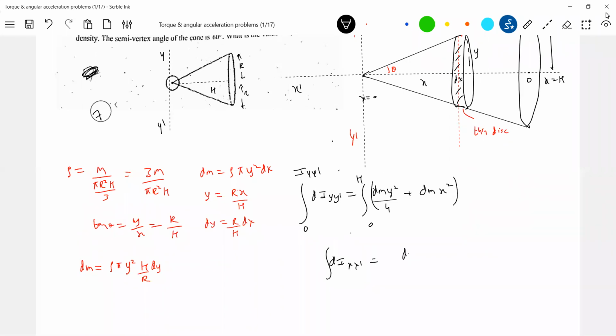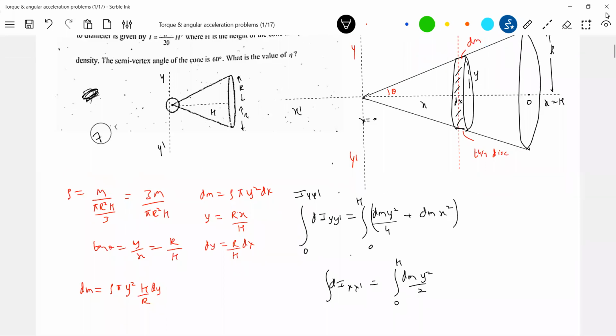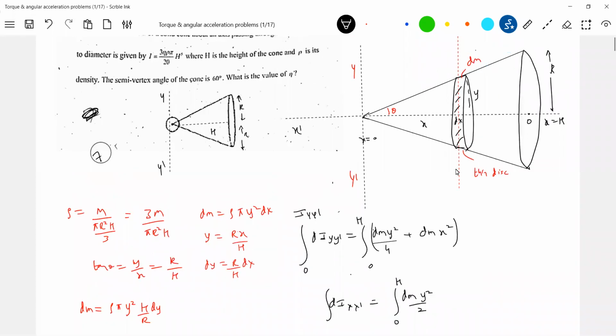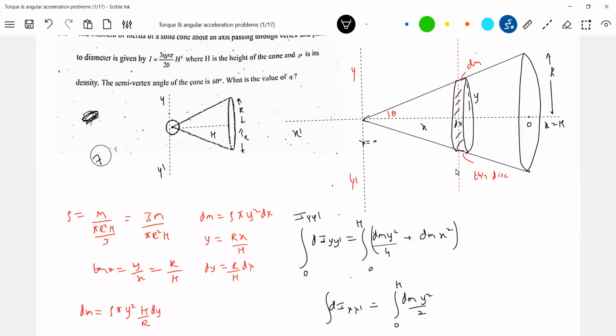This should be equal to how much? dm y square by 2. Now what should be the limit again? 0 to h. Are you able to understand? I am just trying to wind up both ideas in one problem. This is about the axis of the cone.